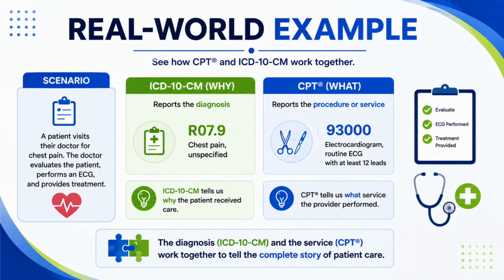Let's look at how ICD-10-CM and CPT work together. A patient visits the doctor for chest pain. The doctor evaluates the patient, performs an ECG, and provides treatment. R07.9, chest pain, unspecified, tells us why the patient received care. CPT 93000 reports the ECG service and tells us what the provider did. Together, they tell the complete story of the patient's care.